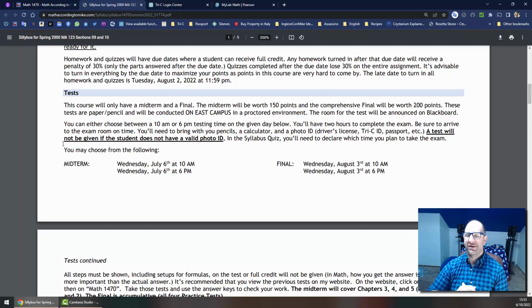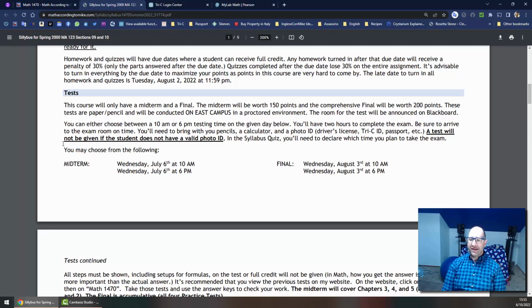You can either select the 10 a.m. session or the 6 p.m. session to take the midterm and the final. You will report to me which date you are taking in the syllabus quiz, which I have to make sure I did correctly. I'm pretty sure I did. So that's how you report to me which session you're going to attend.